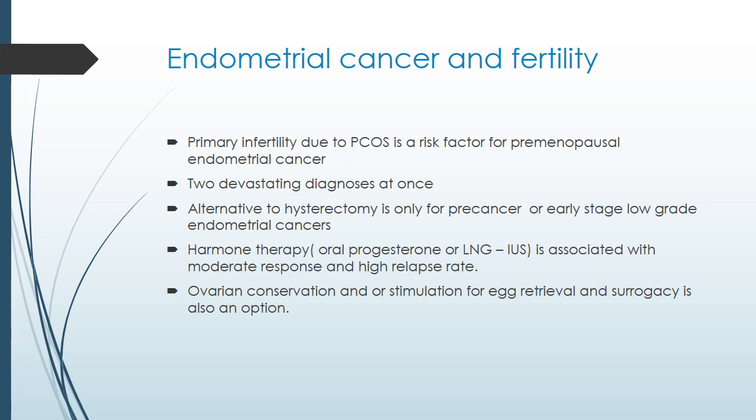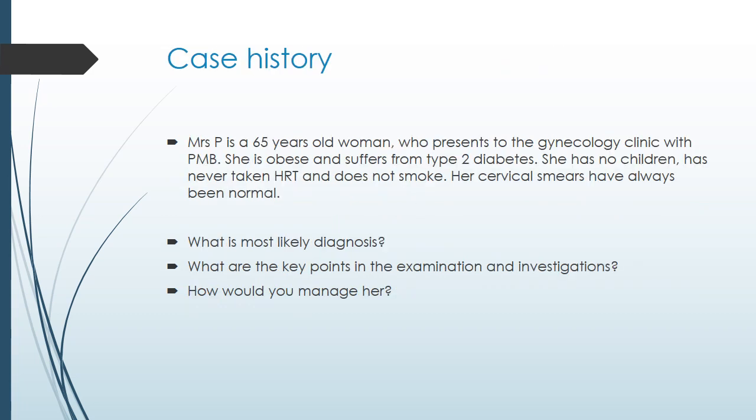Now they have to sacrifice their uteruses. So alternative to hysterectomy is only for pre-cancer or early stage low grade endometrial cancers. Hormone therapy, either oral progesterone or levonorgestrel intrauterine system, is associated with moderate response, but it has a high relapse rate. So ovarian conservation, ovarian stimulation for egg retrieval and surrogacy is also an option in these types of patients.